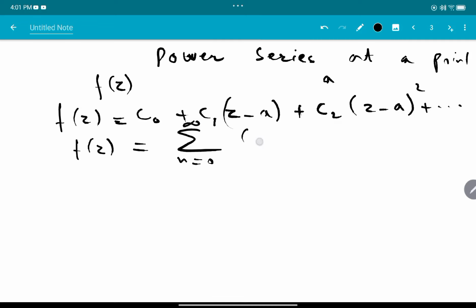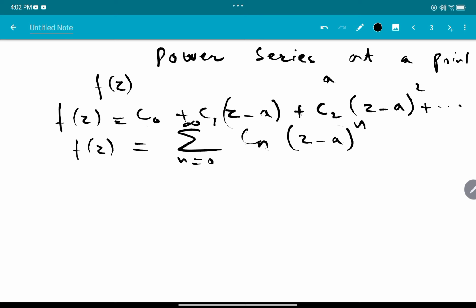We have then cn (z minus a) raised to n. You can check it. If you have n equal to 0, that means c0, and (z minus a) raised to 0 will mean 1. So the first term will be c0. Second term will be c1. Now n equal to 1: (z minus a) raised to 1. That is this. n equal to 2: c2 (z minus a) raised to 2, and so on. This infinite series.